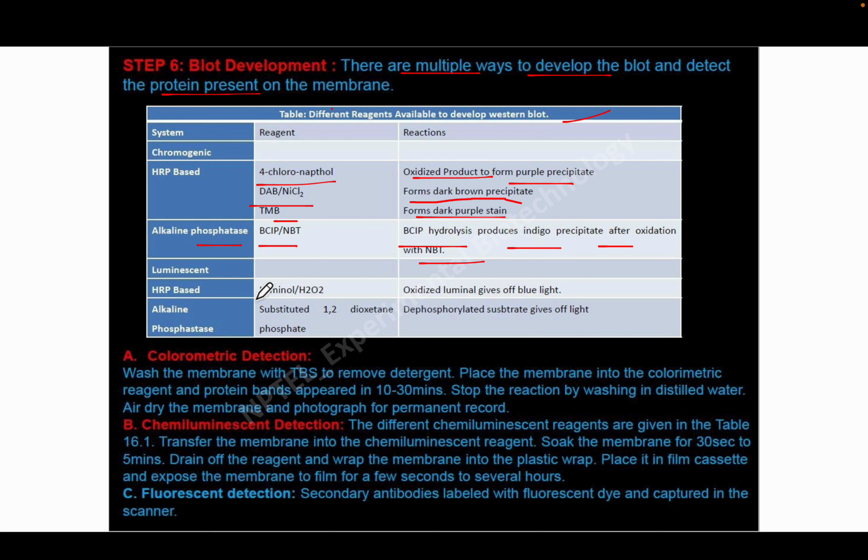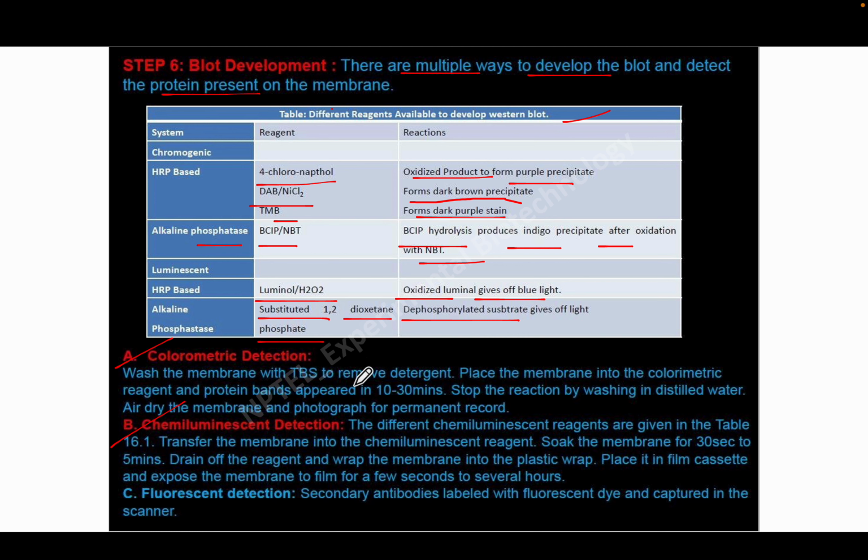Luminescent HRP-based luminol and H2O2: oxidized luminol gives off blue light. Alkaline phosphatase substrate 1,2-dioxetane phosphate: the dephosphorylated substrate gives off light. So it can be colorimetric detection, or it can be chemiluminescent detection.